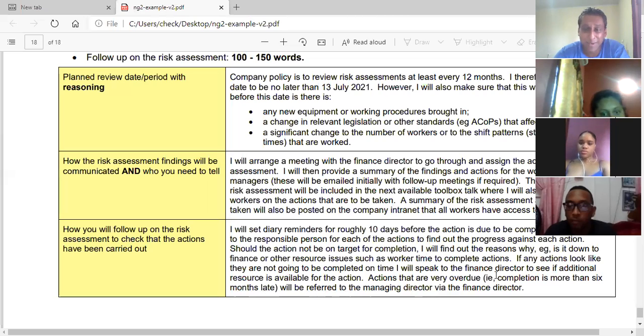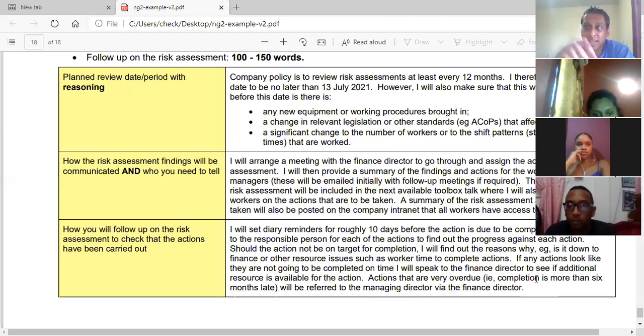Action plans are very overdue. Normally, if it's passed by a month, that should have been reported anyway, right? But 6 months late would be referred to the managing director. That's almost half the year. That's a sure way of not getting it done, right? So the idea is that you don't have to wait 6 months to report it to the bosses.